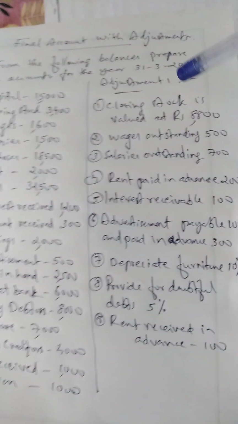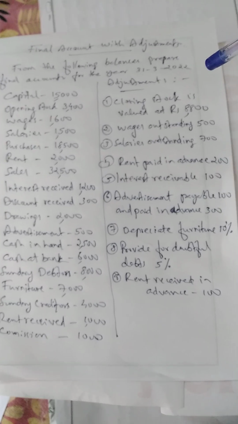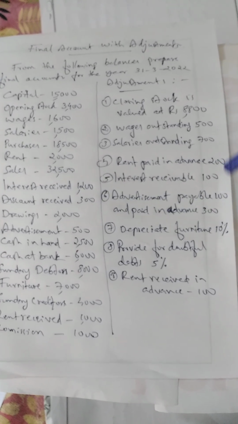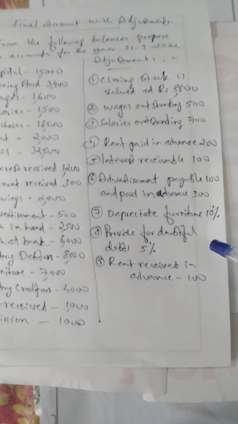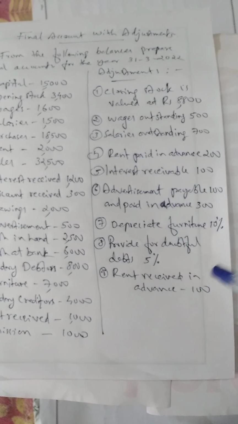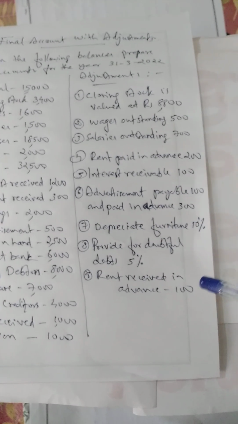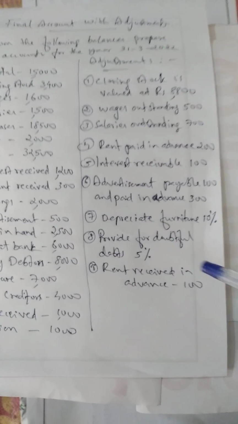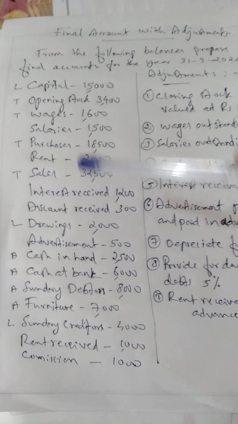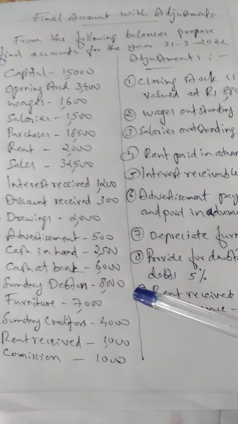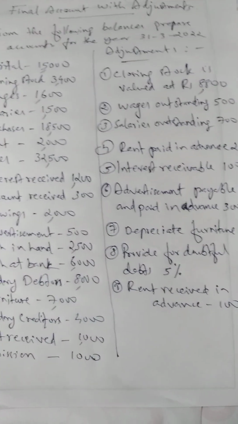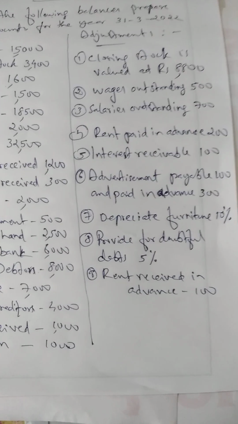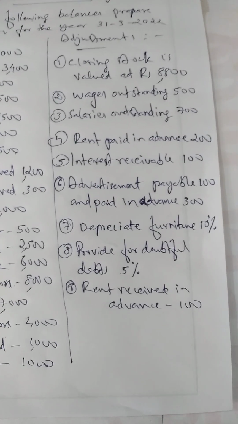Now I have explained the whole question, and I think you wrote down this question. Everything, its treatment, I have explained here. Now we start to write up the statements. We are going to prepare the trading account, profit and loss account and balance sheet. At that time, we will refer to this question and show how these items appear in the statements. That will be explained in the next video.